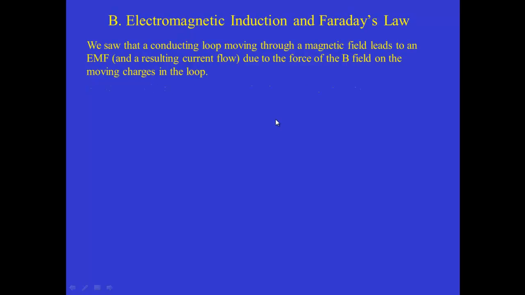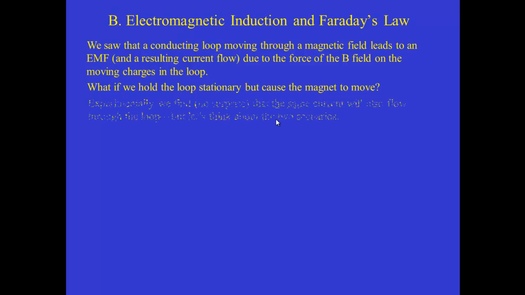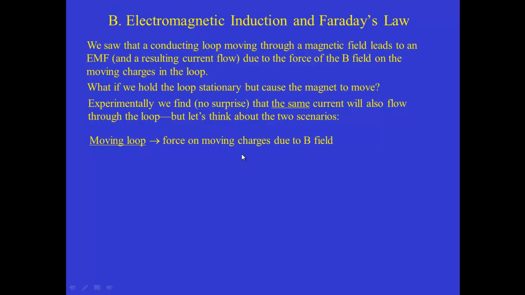All right? And the question arises, what if we hold the loop stationary but cause the magnet to move? The same relative motion would take place, but what would be the result if we measured to see if there's any current flowing in the loop? And experimentally, you're probably not surprised to find out that the exact same current will also flow through the loop in this second scenario. But let's think about these two things, how they're the same and how they differ.